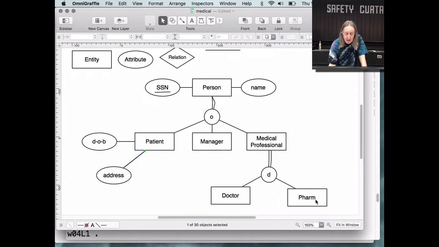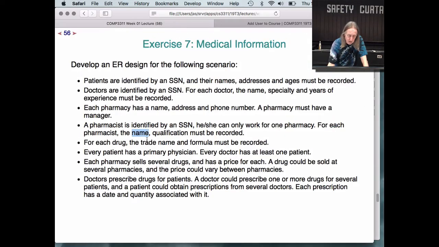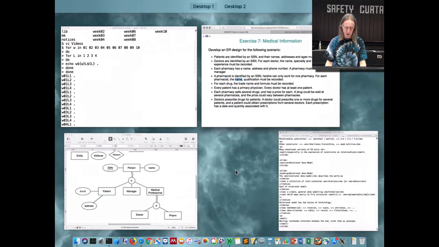But doctors and pharmacists do have additional information. So a doctor has, we've already handled name and SSN, specialty, years of experience. And once again, years of experience changes every year, so that's probably not a good idea. Maybe we can put the year that they started, and then we could always compute the years of experience from that, assuming they didn't have an extended break in jail or something. So a doctor, two more attributes.